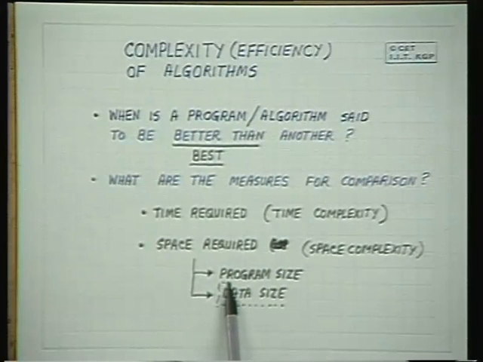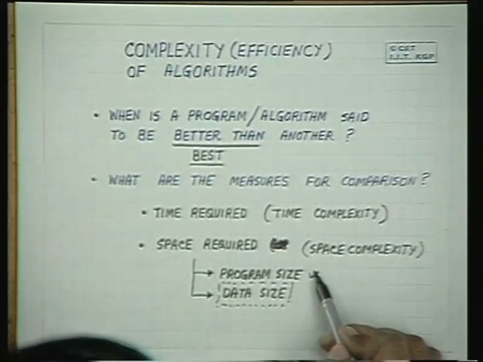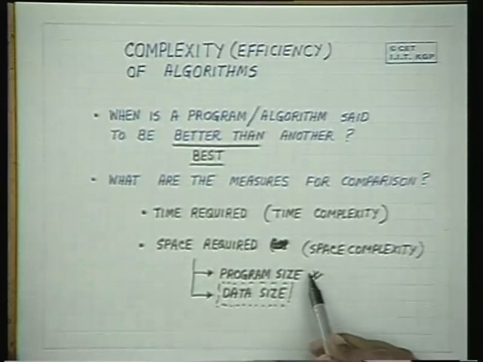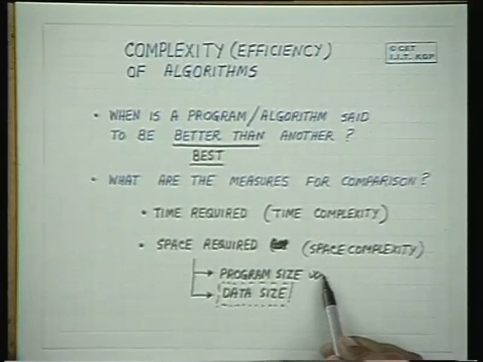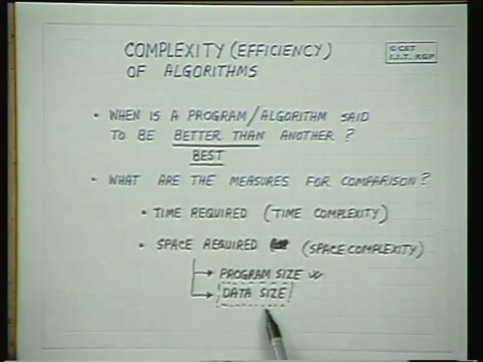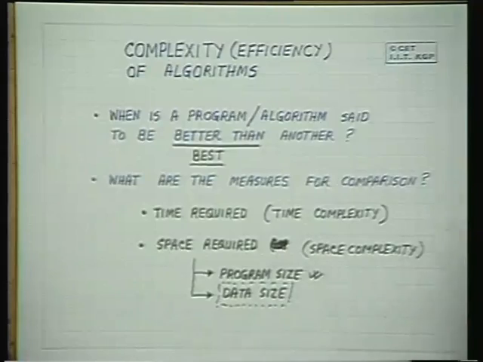On the other hand, the program size usually remains constant. It does not change with the size of the input, because if you change the input the program does not change, but the data size definitely may change with the input itself, because you may allocate dynamically according to the input. So these are the two important criteria which are used for measuring the complexity of a program. And using these two measures we can compare between two programs.